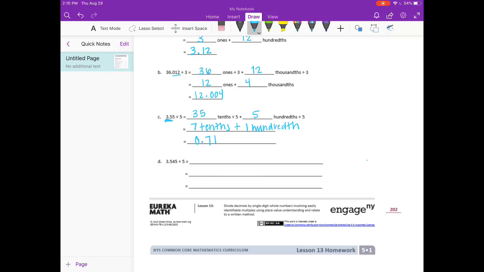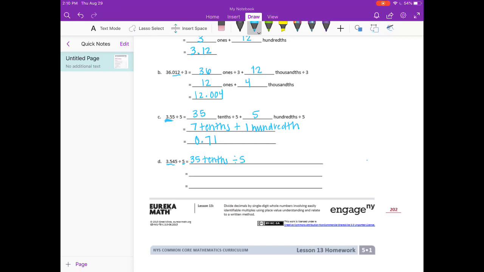Okay. 3 and 545 thousandths divided by 5. Okay, so we're dividing by 5. I could just take the 3 and do 3 ones divided by 5, but I can't really easily think of the answer to that in my head. So I'm going to turn it into 35 tenths, like we did before. So 35 tenths divided by 5, because we know 35 divided by 5 is 7.